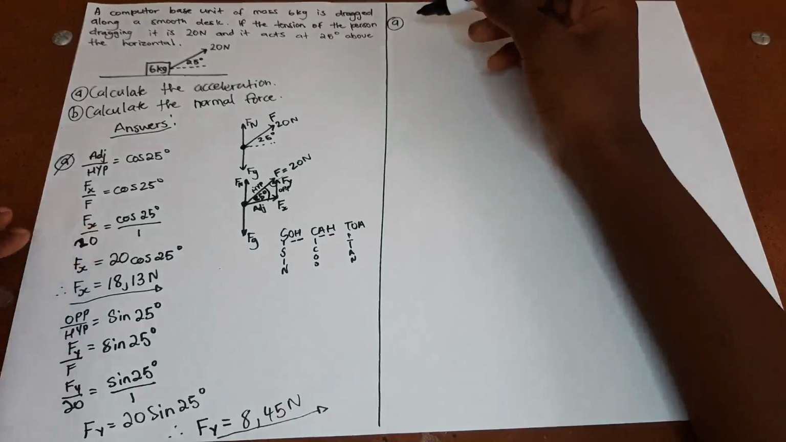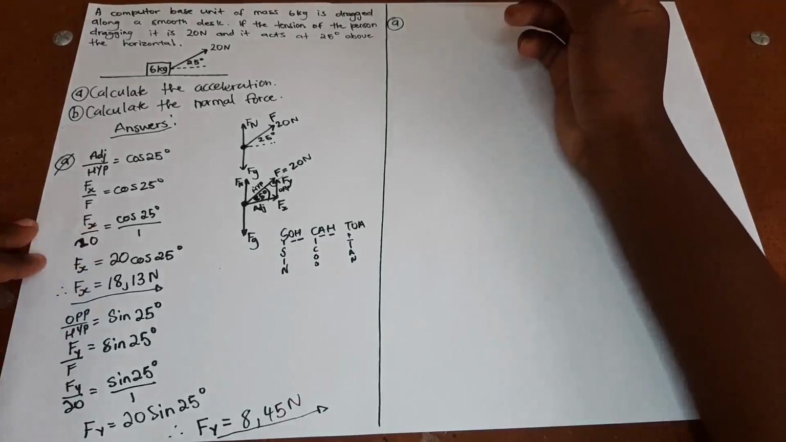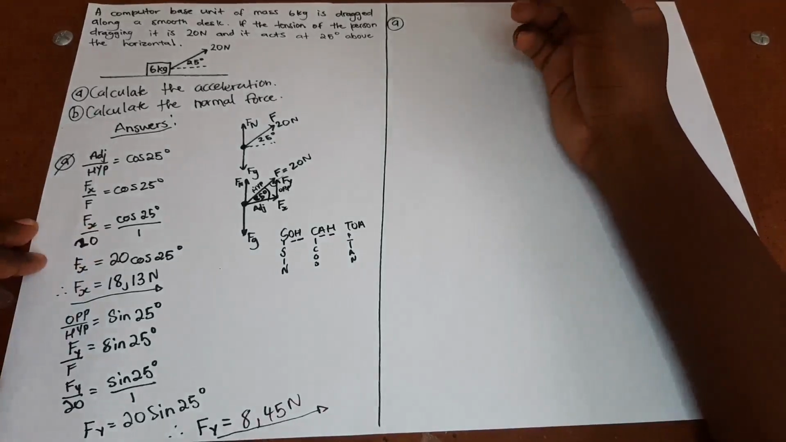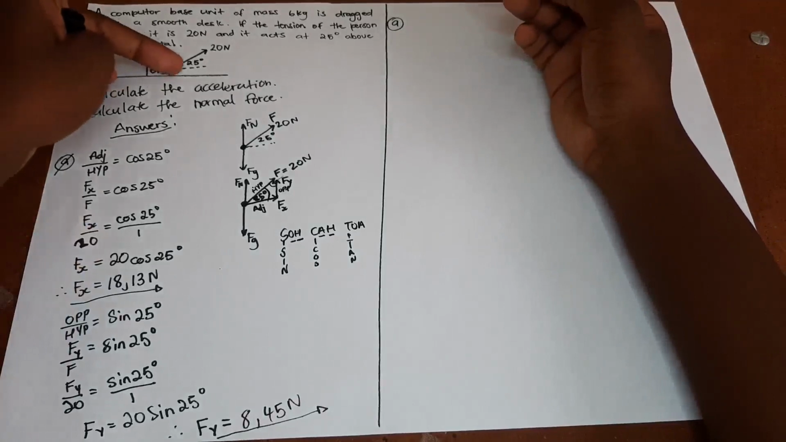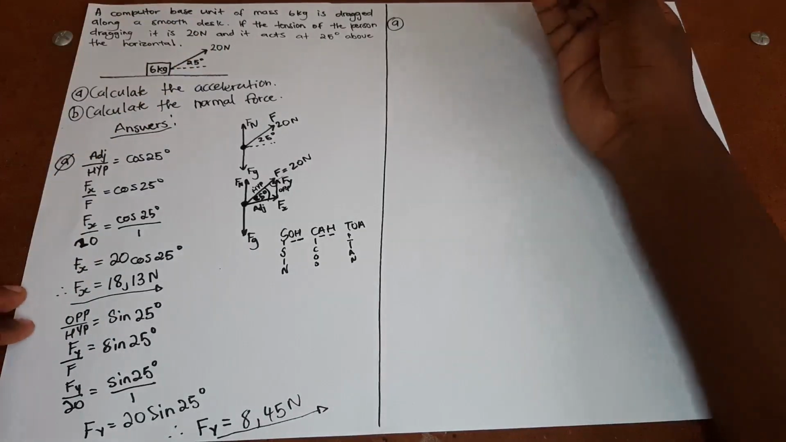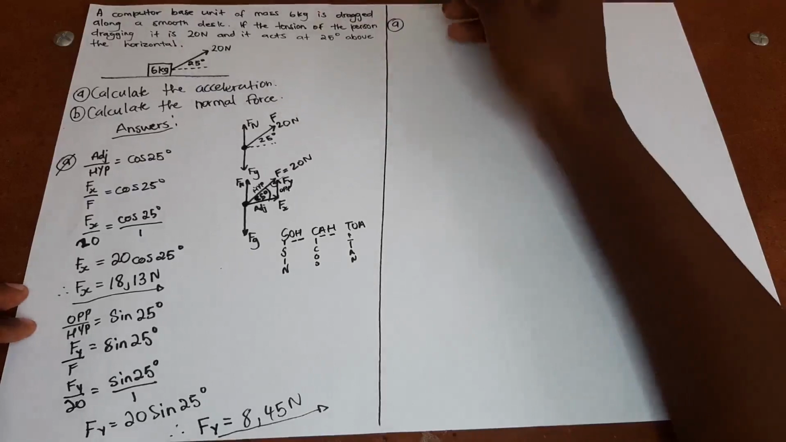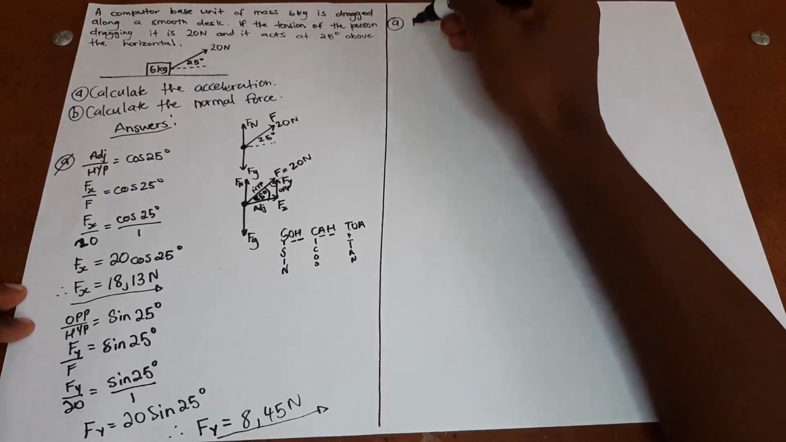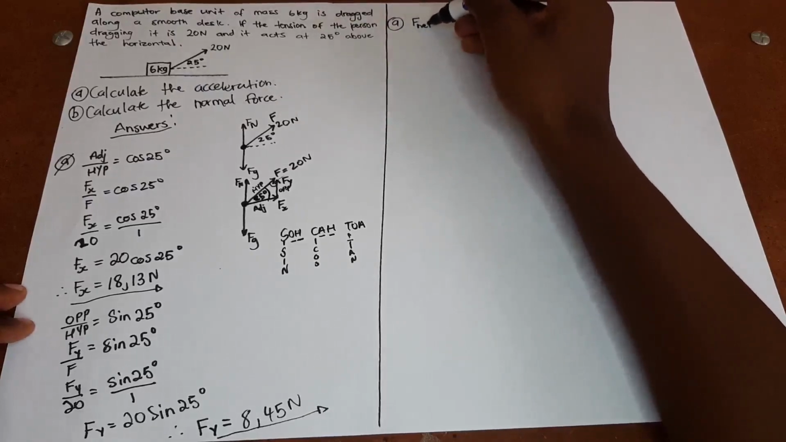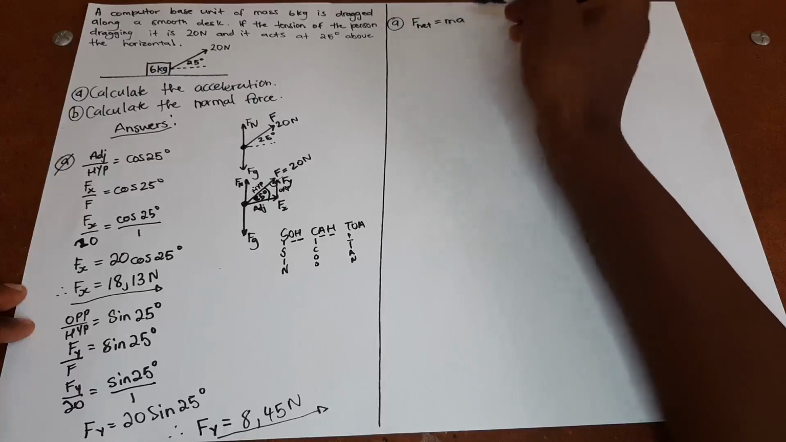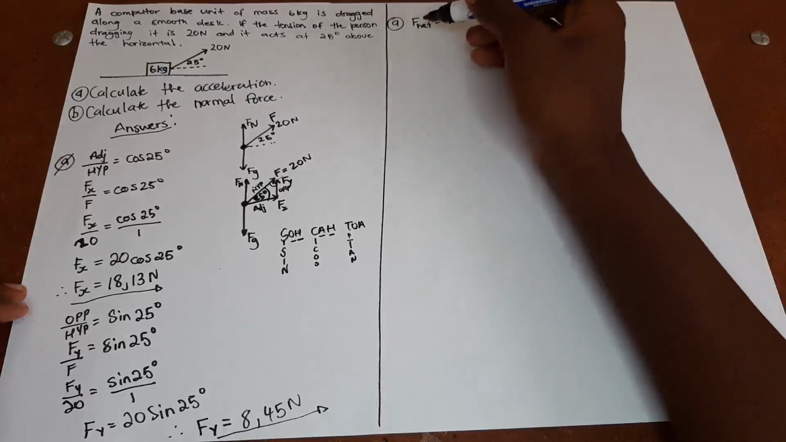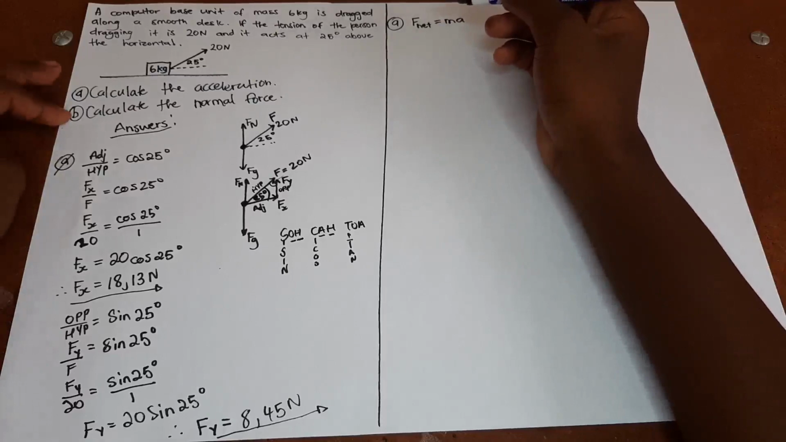Calculate the acceleration. Okay, let's calculate the acceleration. The object is accelerating, moving along this frictionless surface. There's no friction, meaning our net force is equal to ma. So what's our net force there?